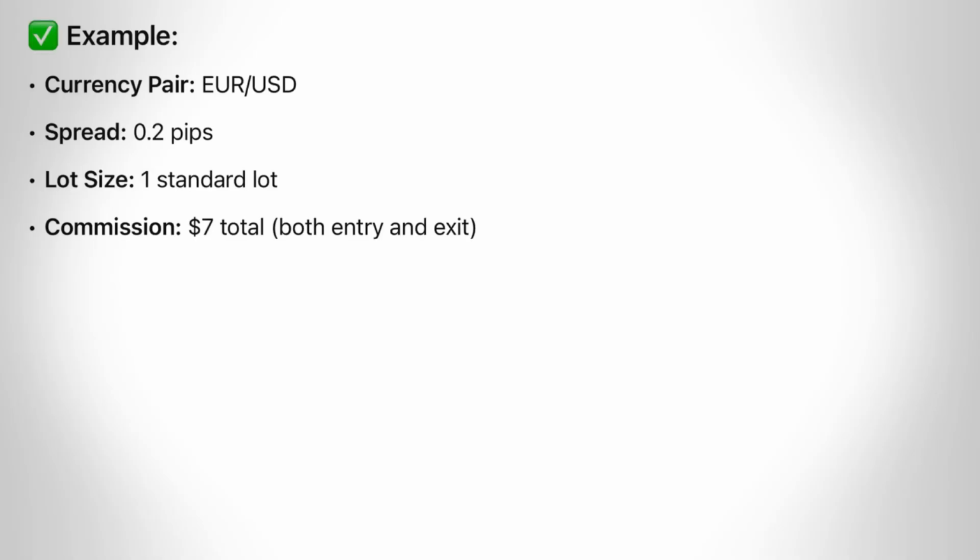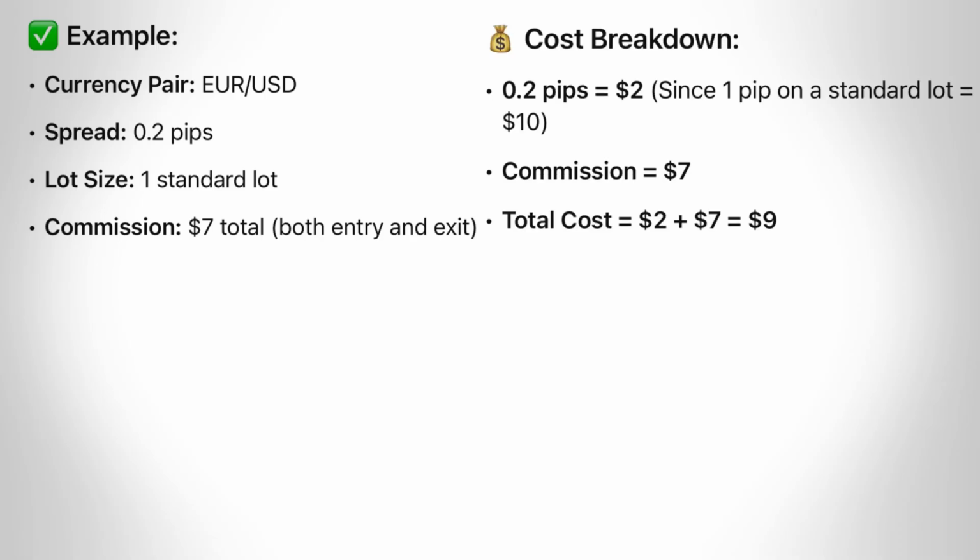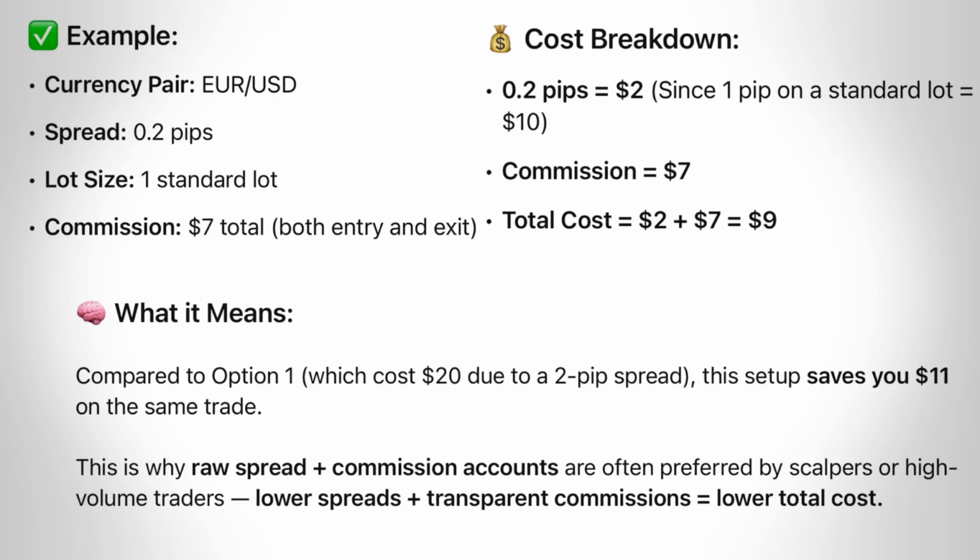So let's say you are trading Euro USD and your spread is 0.2 pip and you have a lot size of one standard lot and a total commission of $7. So let's do the cost breakdown. The spread is equal to $2, the commission is equal to $7, and the total is $9. So you actually save $11 compared to the standard account example that we gave before, especially if you are trading larger lot sizes or you are scalping.